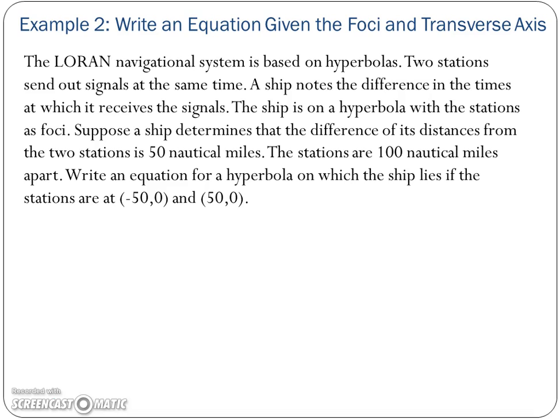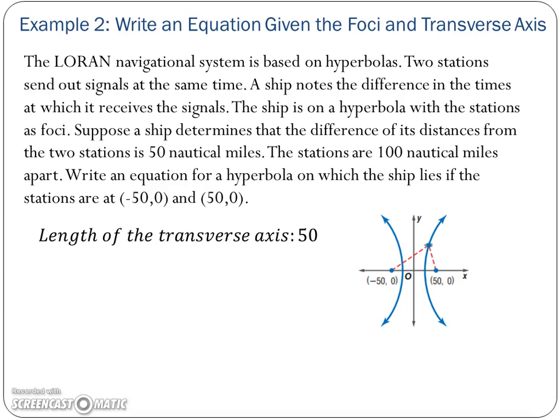Write an equation for the hyperbola on which the ship lies if the stations are at (negative 50, 0) and (50, 0). First, we're going to draw a figure. So we have 50 and negative 50 as our foci. And by studying the x-intercepts, you can see the difference of the distances from any point on the hyperbola to the stations at the foci is the same as the length of the transverse axis, or 2a. Therefore, 2a equals 50, so a equals 25.